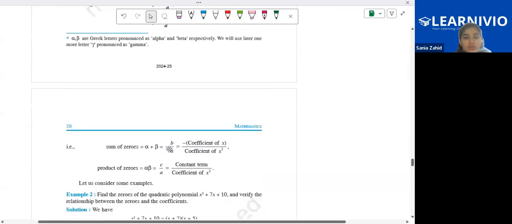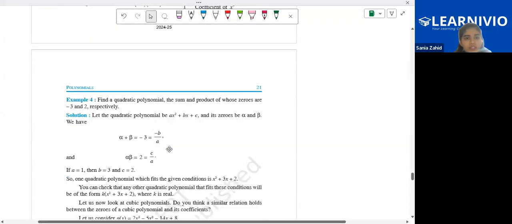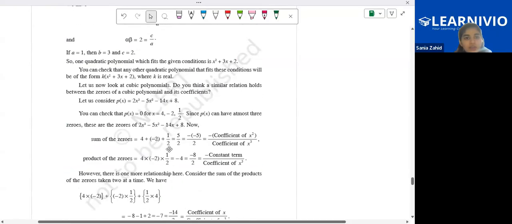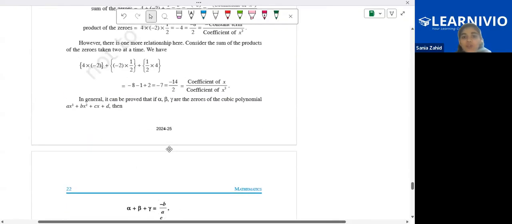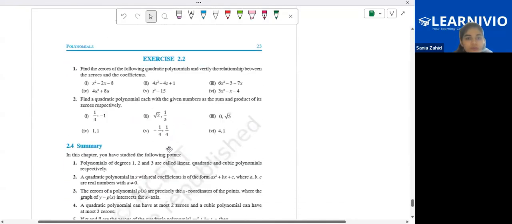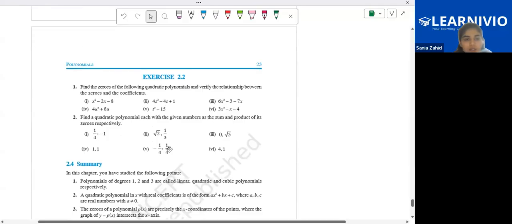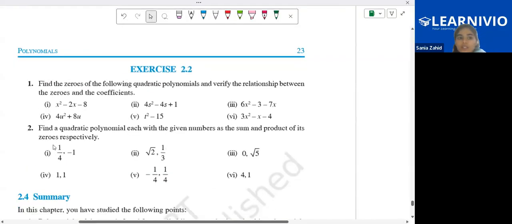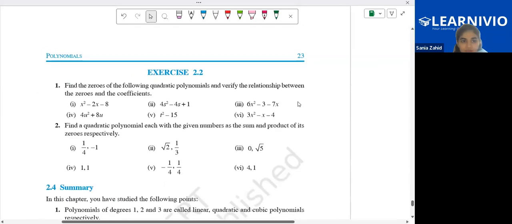Then we came to zeros of the polynomials. So we've done these examples as well. Now I have to teach you this part, like when we have 3 zeros, that is basically cubic polynomials. Before we move to this part, I just want to have a discussion on these questions. I gave you these 3 questions as your homework. Have you done these? Okay, so we'll have a discussion on these questions.